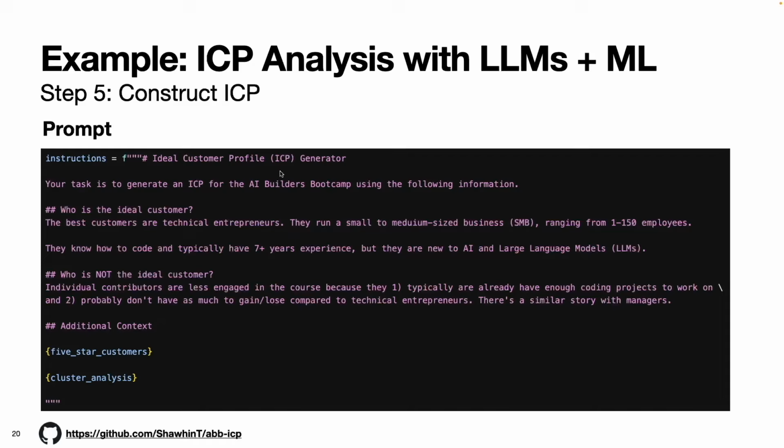Here I have a title, ideal customer profile generator. Your task is to generate an ICP for the AI Builders Bootcamp using the following information. And then I have this header, who is the ideal customer. The best customers are technical entrepreneurs. They run a small to medium-sized business ranging from 1 to 150 employees. So they're either solo or SMBs. They know how to code and typically have 7+ years of experience, but they are new to AI and large language models. Who is not the ideal customer?